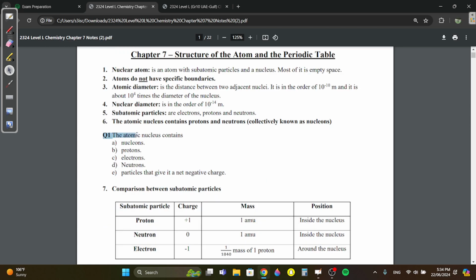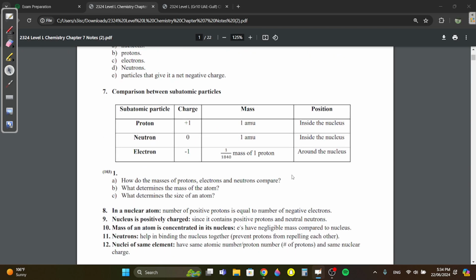So like question one over here, the atomic nucleus contains, what does a nucleus contain? We know it's nucleons. Nucleons represent protons and neutrons. Okay, and we know in the nucleus there are protons and neutrons. Protons, yes. Electrons, obviously not. Electrons are outside. Neutrons, obviously, yes. Give it a negative charge, obviously not. I'm going to go through the questions only.